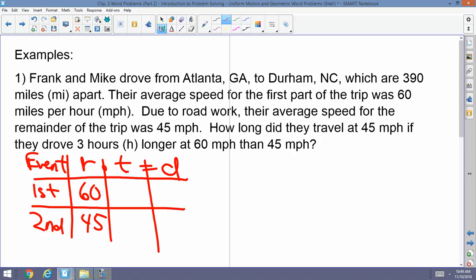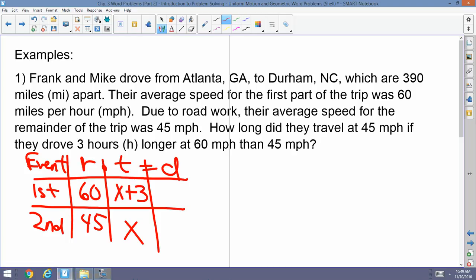What do we know nothing about? Yes, sir, my brother. That's right. You have no idea how long they travel for 45 miles per hour. How long did they travel, though, at 60 miles per hour? 3 hours longer. Not 3, guys. 3 hours longer. So that would be x plus 3.